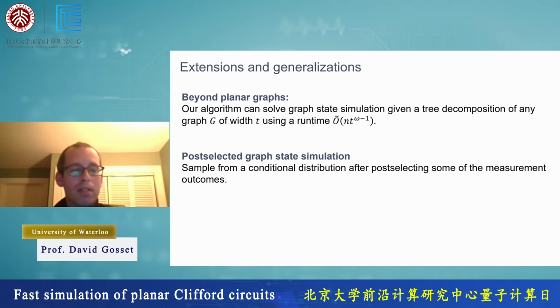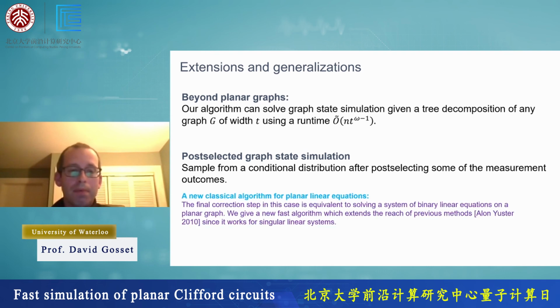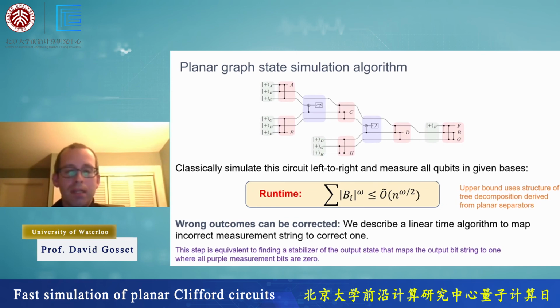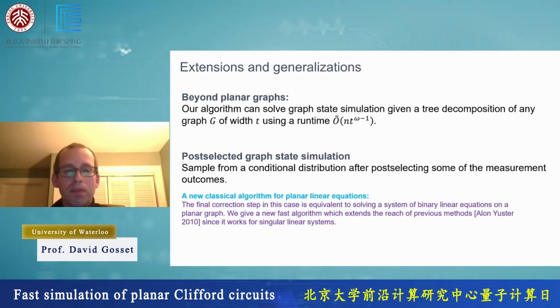I would say the second part is maybe the most important extension, which is that we consider a more general problem, really, where you consider graph state simulation, but you're allowed to post-select some of the measurement outcomes, and then sample from the conditional distribution after that post-selection. And for this step, we develop the correction step that I mentioned just a moment ago, and I said you can find with a linear time algorithm. That correction step turns out to be more involved for this post-selected graph state simulation.